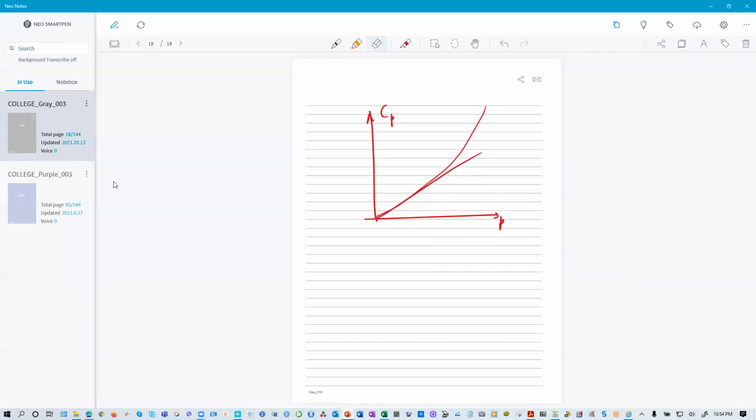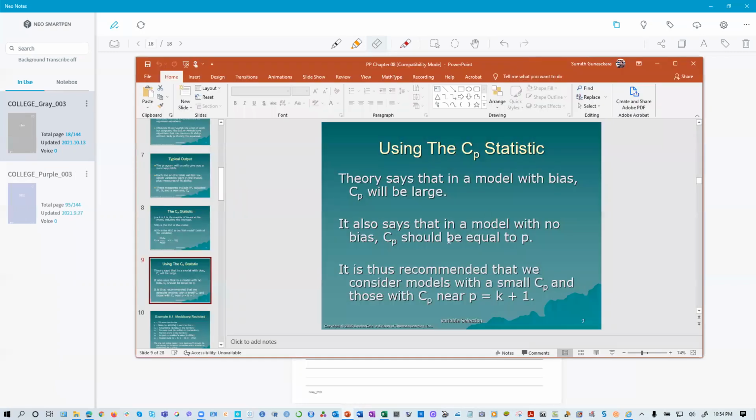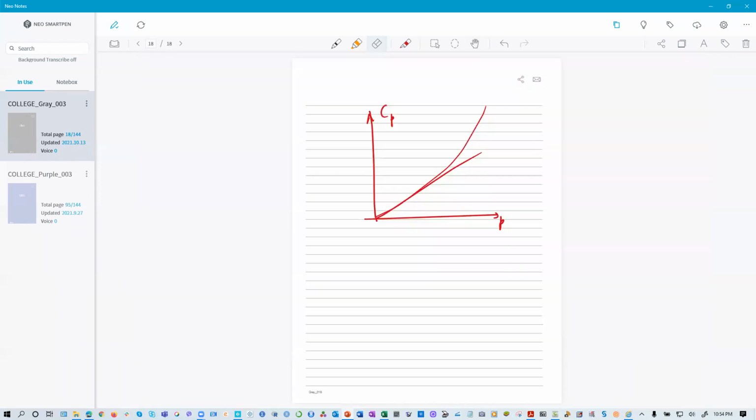It can equal P only if the points fall on a straight line. CP equals P because it goes through the origin, this straight line. It is thus recommended that we consider models with a small CP and those with CP near P. When you have a small CP, that corresponds to a small P.